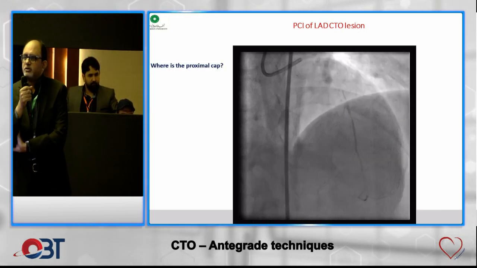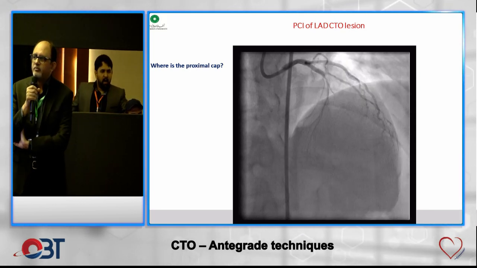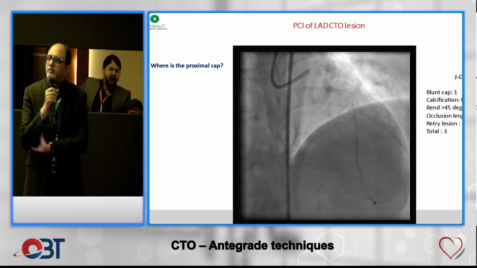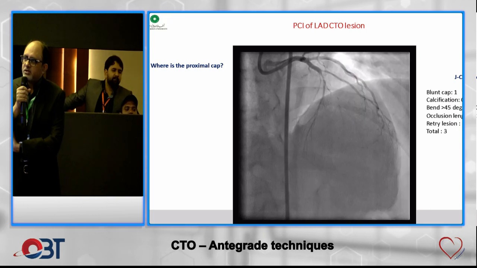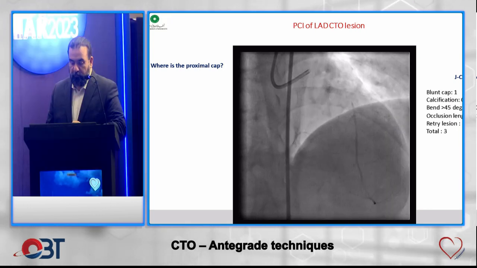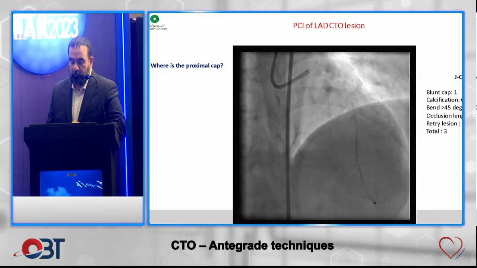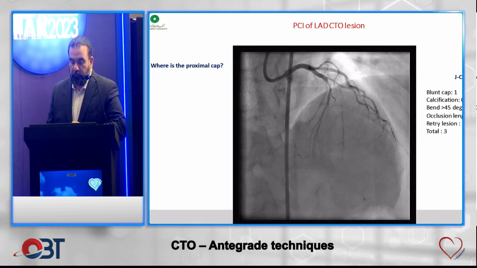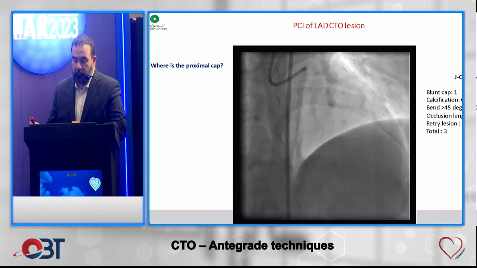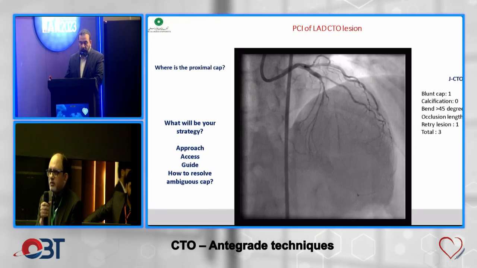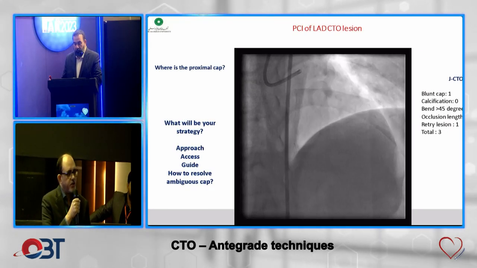So the question is, where is the proximal cap? Next. So if you calculate the JCT score, you can see there is a blunt cap. Maybe length is not much more, but there is a previous failed attempt. So JCT score might be 2 or 3. Next. So what will be your strategy, antegrade or retrograde?